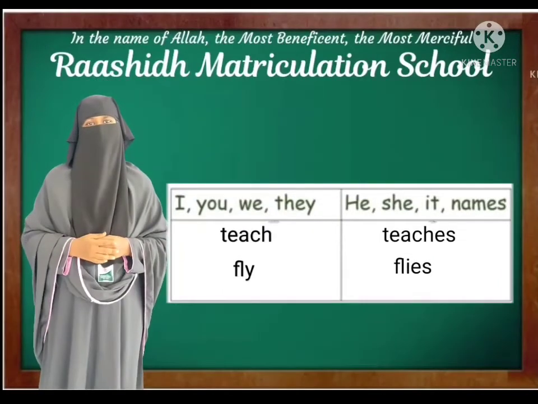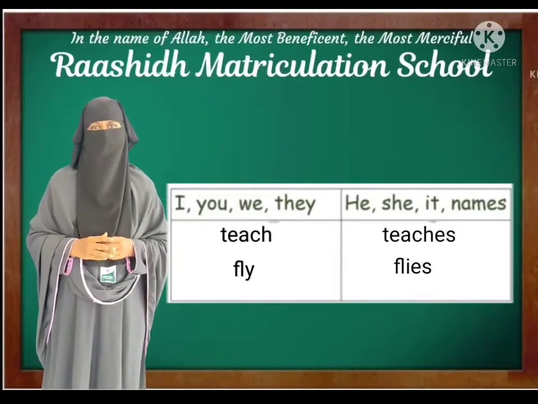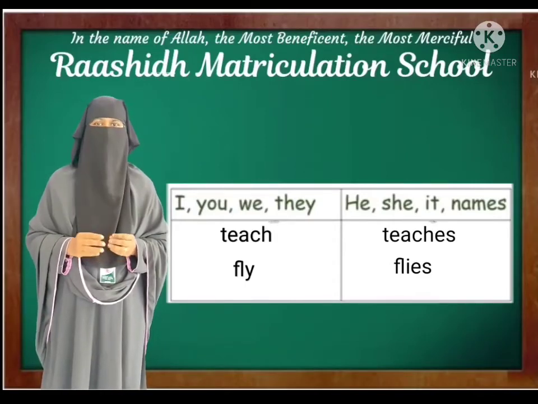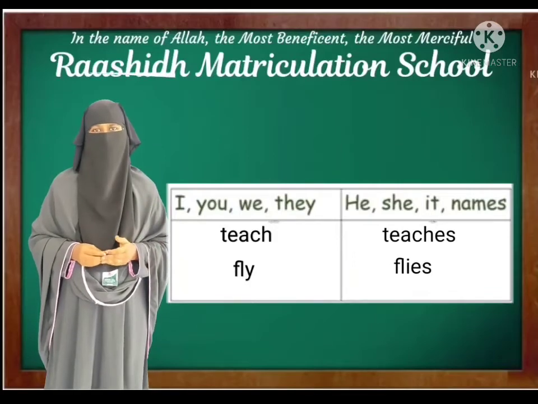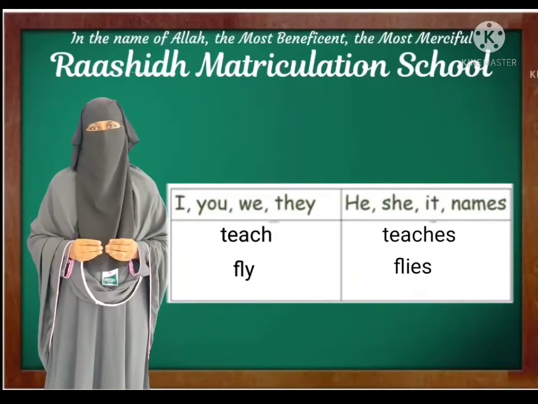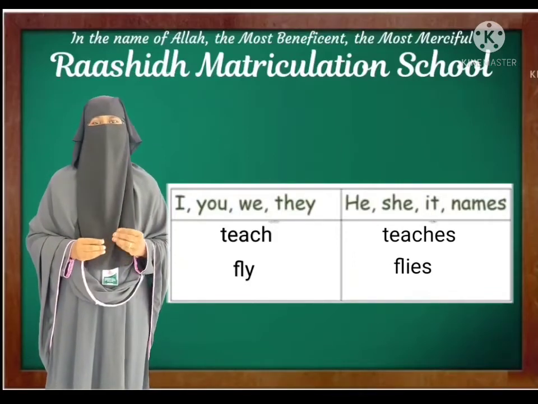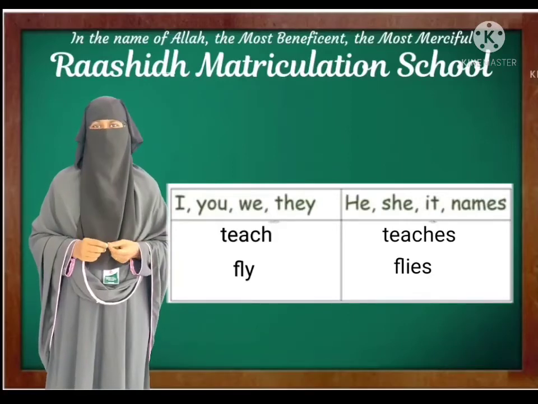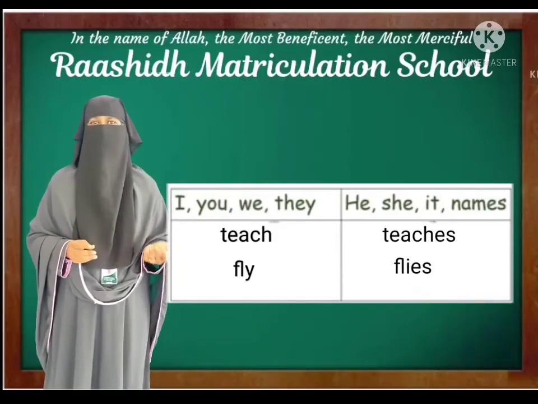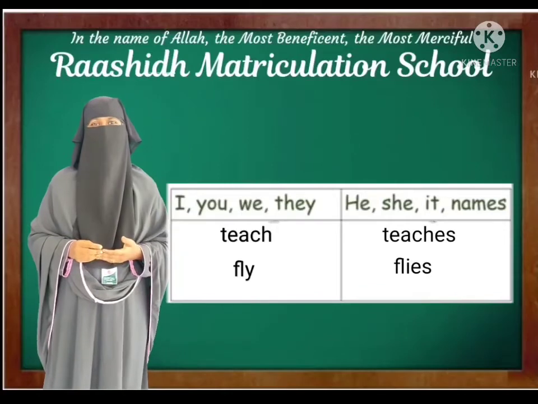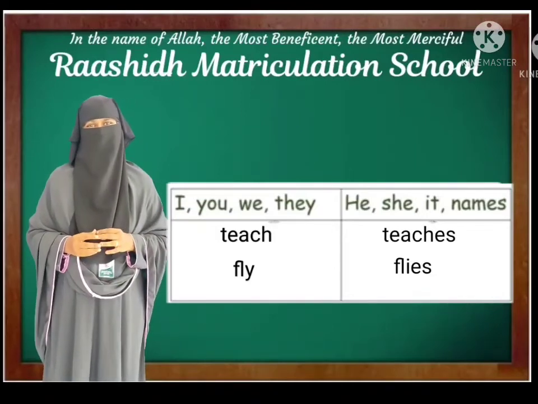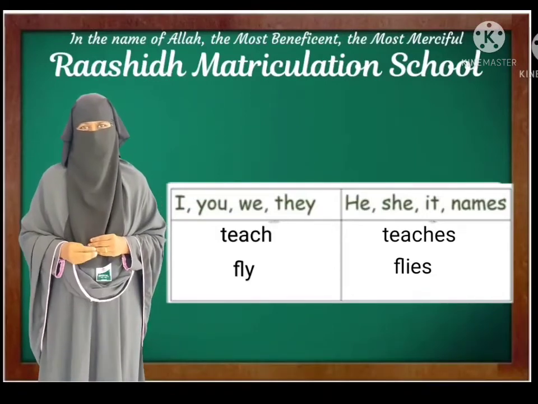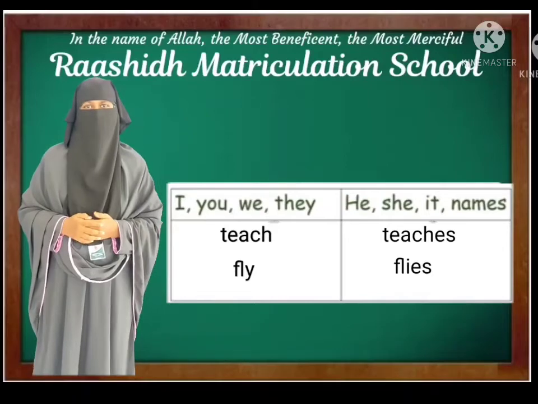One more example: in a sentence, if we have plural subjects and the verb is teach, then we should not add anything. We can keep the verb as it is. If it is a singular subject, we have to add s or es or ies. This is a rule. For teach, we have to add es. For fly, we have to cut y and add ies. We can add either s or es or ies.